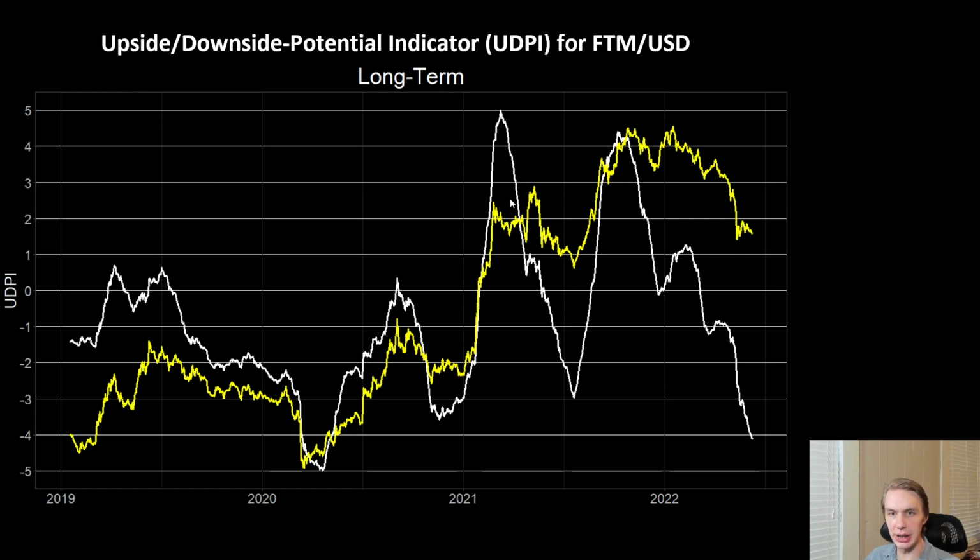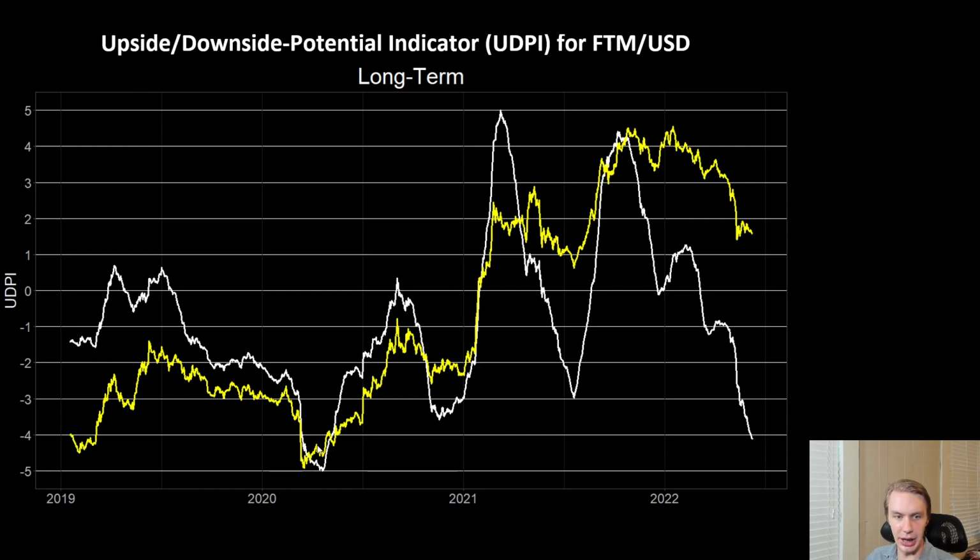And what you can see is that the long-term UDPI for Fantom has shot up to over 4 for both of the all-time main peaks. So both the main peak coming up here in the big run-up, at least the initial run-up in 2021, and then we also saw that at around the top back over here coming out of the summer. But now we've fallen off quite a bit as Fantom has corrected to the downside quite a bit.